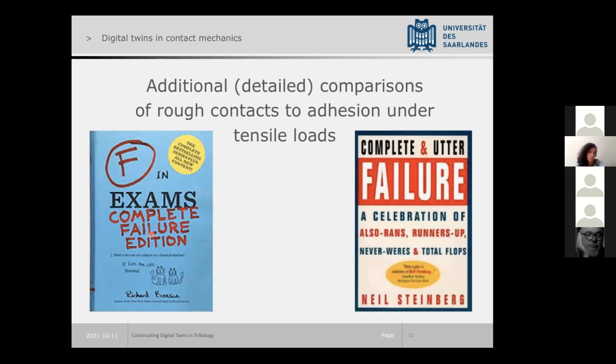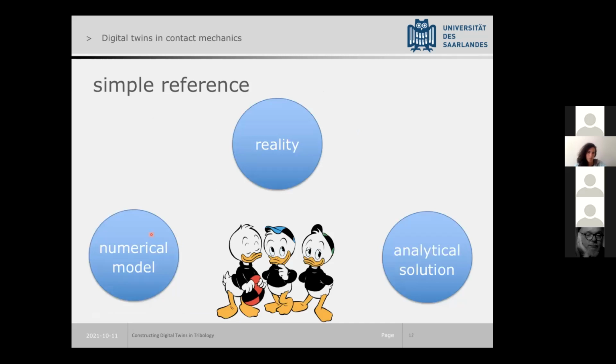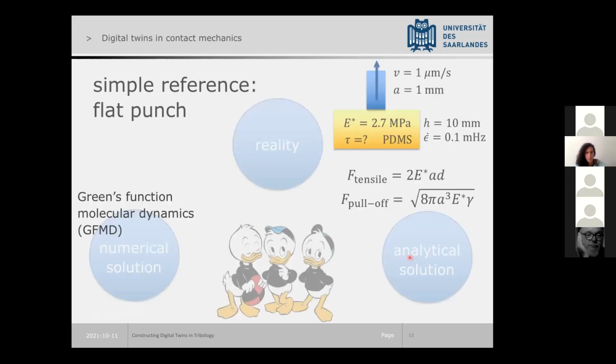So whenever you have mistakes and discrepancies that you can't identify, what you do is you go to a simple reference. And you may argue the simple reference is a bit more complicated because now we have triplets. We have reality, we have a numerical model, and we have an analytical solution. That's always a very nice reference. And the type of reference that we took is a standard experiment, namely a flat punch experiment where we know that the flat punch has a really smooth surface, so a few nanometers roughness. We know the velocity, we know the indentation radius.